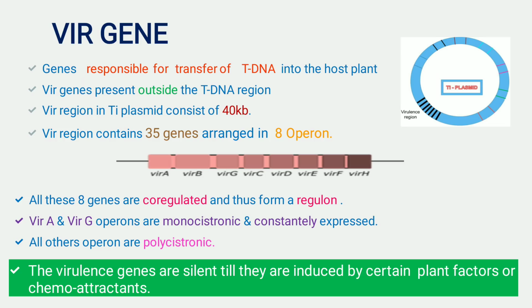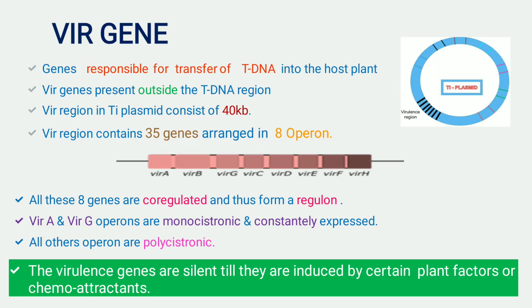So the next feature is the Vir genes. These Vir genes are responsible for the excision of the tDNA into the host plant, where it gets integrated, right? The Vir genes are present outside the tDNA region. In the previous slide you have seen the diagram that the tDNA portion has only the left border, right border, auxin, cytokinin, opine. So the Vir region is present outside the tDNA region. It is present in the Ti plasmid only and it is 40 kb.